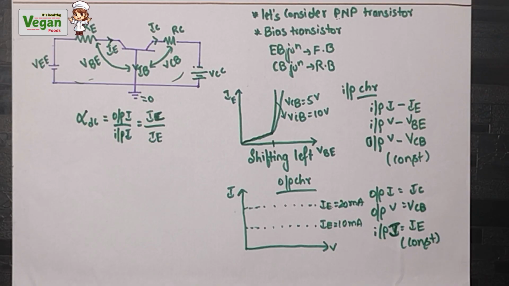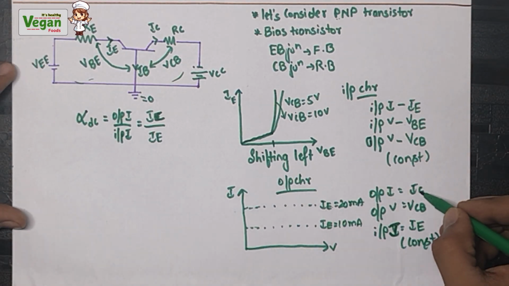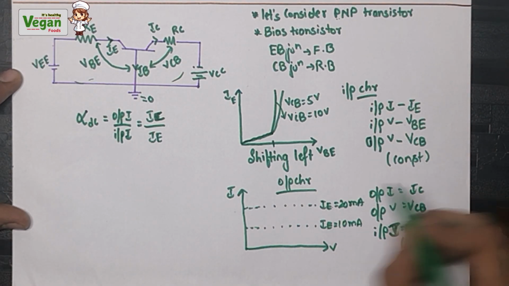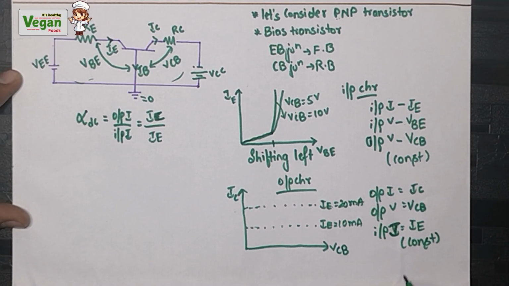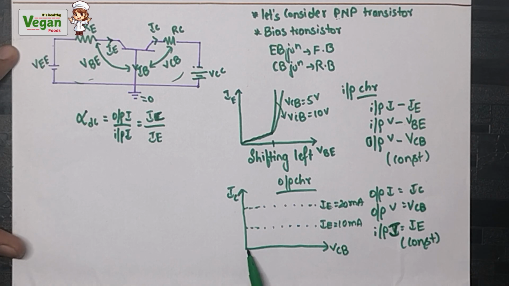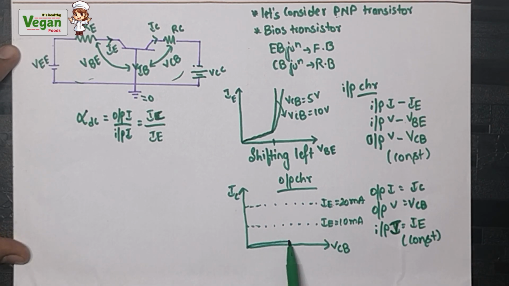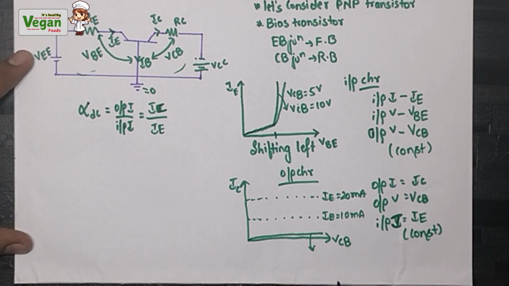Okay, now let's plot IC. The output current is IC and the output voltage is VCB. The VCB will produce a small amount of current, which is ICB. The current produced because of VCB will be very small, almost negligible, so we won't consider it, but you must plot it in this graph.